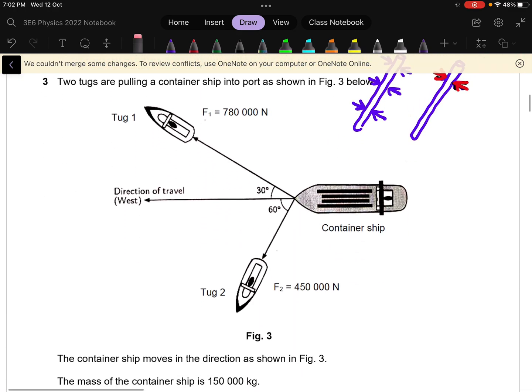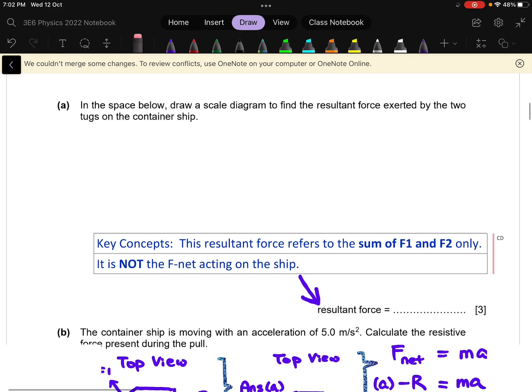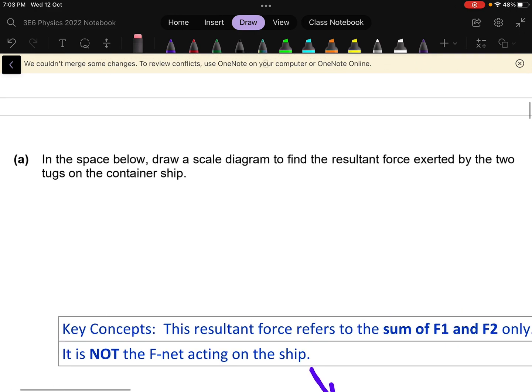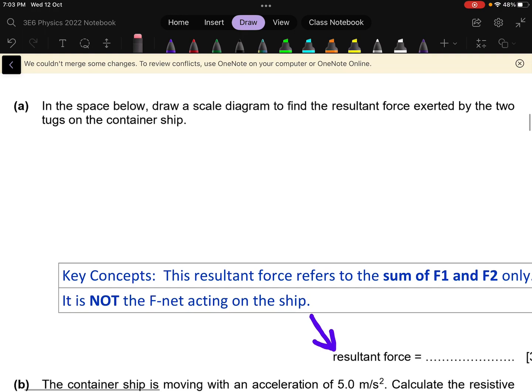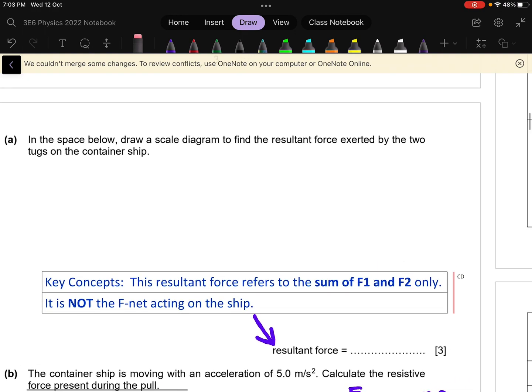For question 3, most of you are able to give me the vector diagram, so I will not go through it here. If you still have issues with the vector diagram, please come and see your teacher or see me or ask your friend. Now what happened is that I think because of the way the question is phrased, many of you have mistaken this resultant force as the net force acting on the ship. They are not the same.